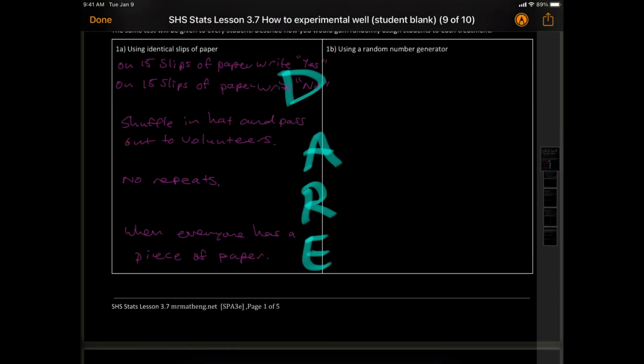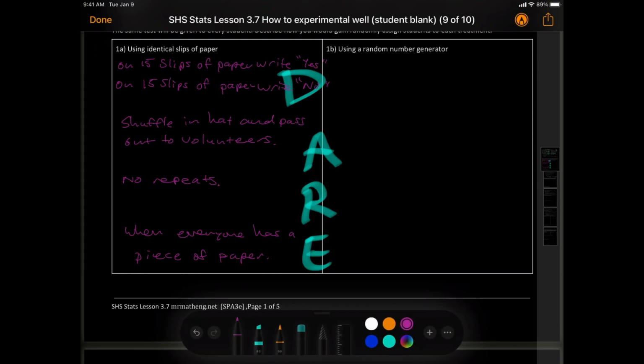Okay, let's try now using a digital random number generator. So how do we do this with technology? We're going to label each student with a number from 1 to 30. I guess that's the numbers we're using. A number is 1 to 30, and then basically how do we assign it?